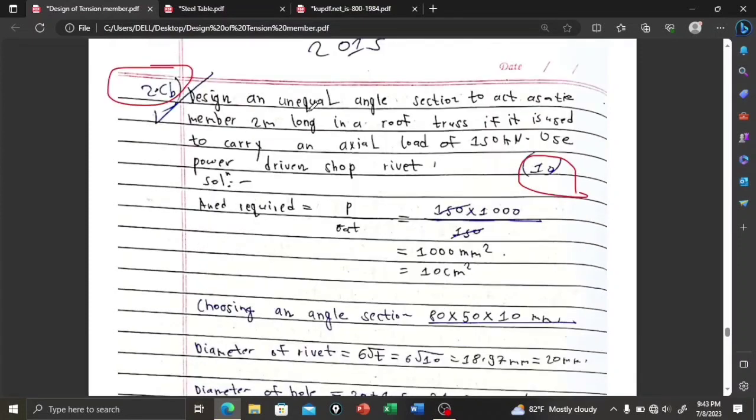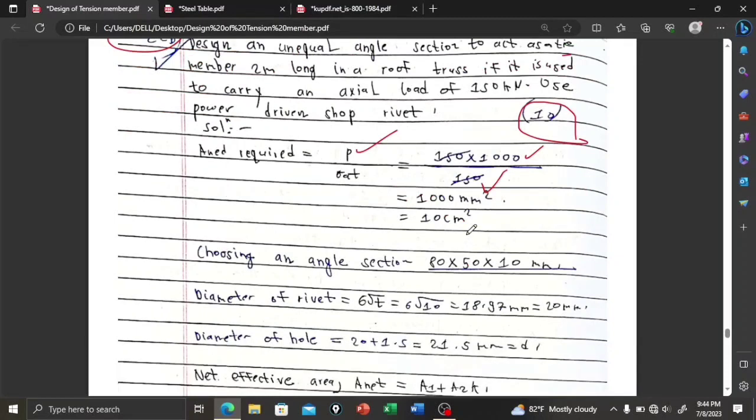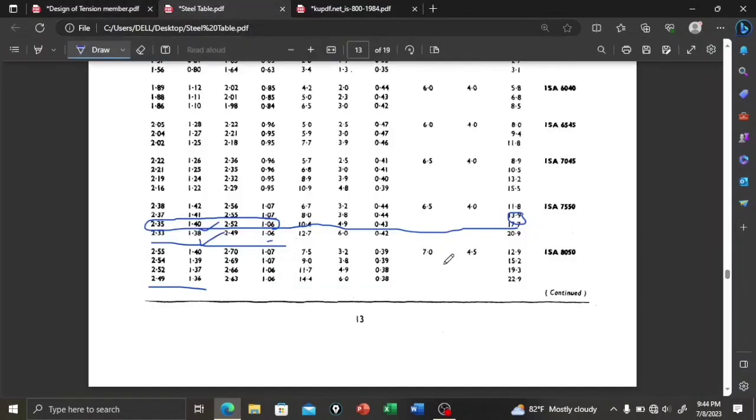Design an unequal angle section to act as a tie member 2 meter long. Length is 2 meter, and a tie member is a tension member in a roof truss. If it is used to carry an axial load of 150 kN, 150 into 1000 N divided by 150 is 1000 mm², that is 10 cm². So area should be greater than this 10 cm². So we choose 80 50 10.